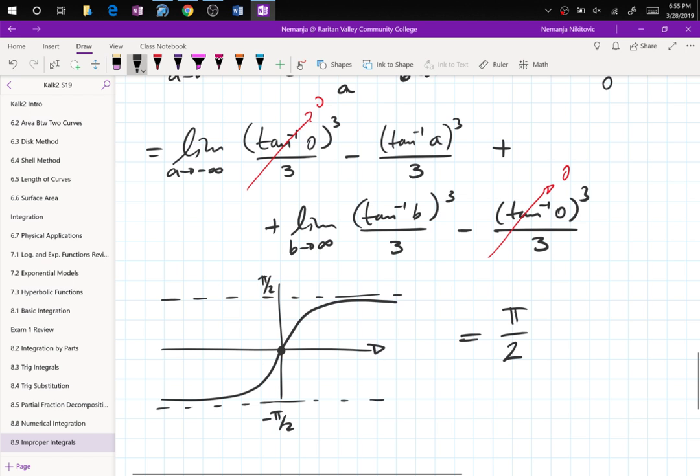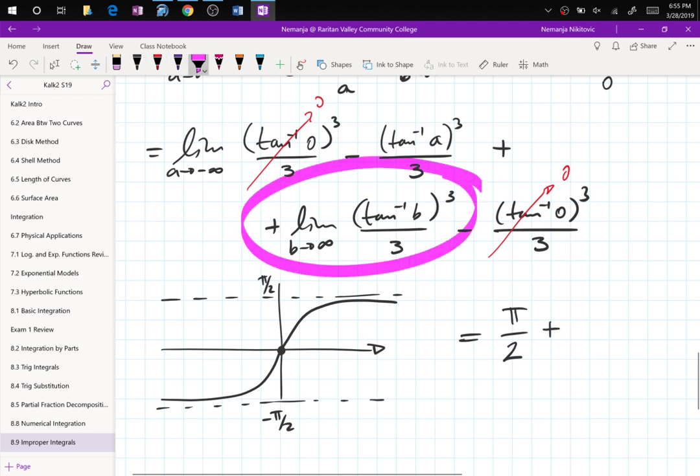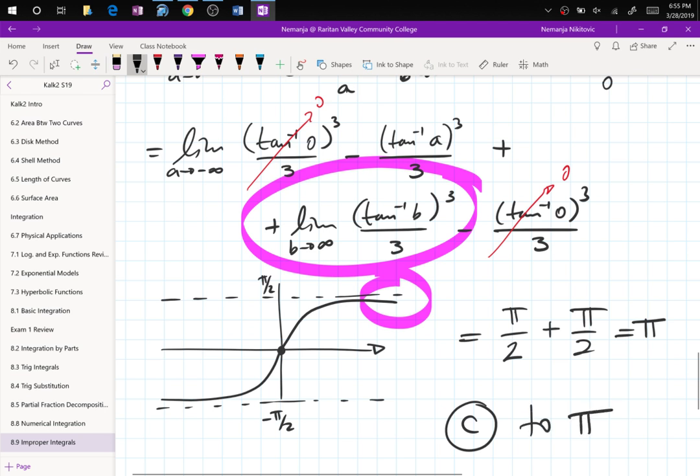And then we have plus. Now for this one over here, as you go to positive infinity, which is this side of the inverse tangent graph, that's going to send you to, in y, another pi over 2, and the answer is pi. We say convergent to pi. So this means that the integral that we had converges to a finite value, which is pi.